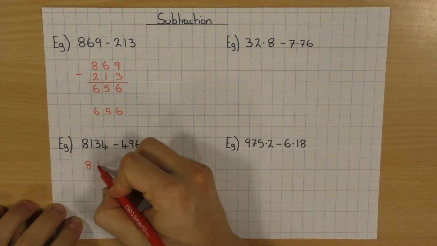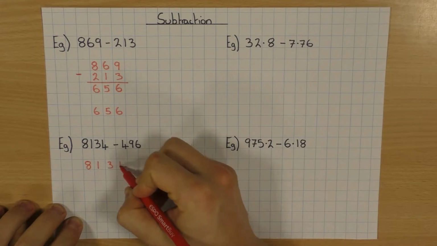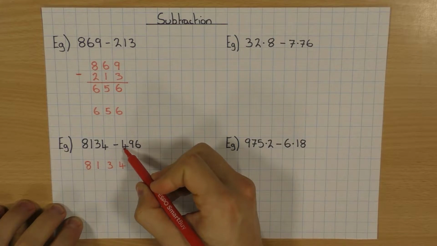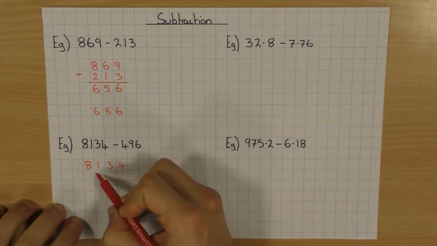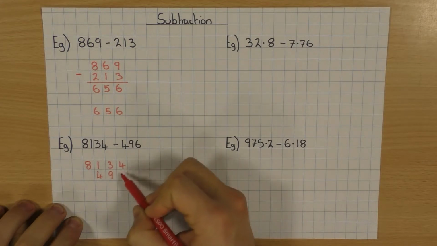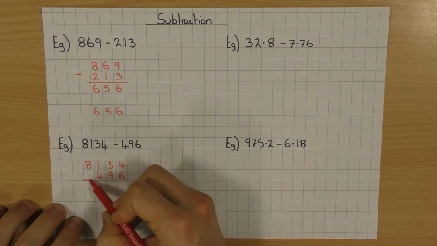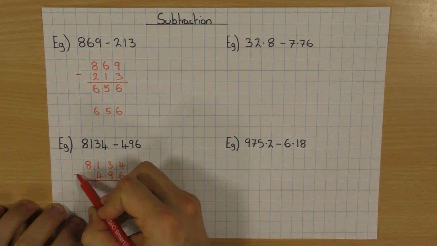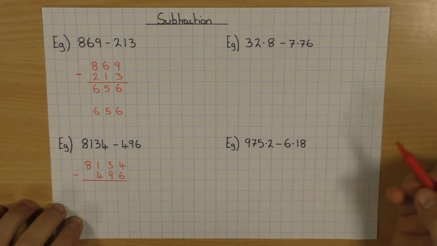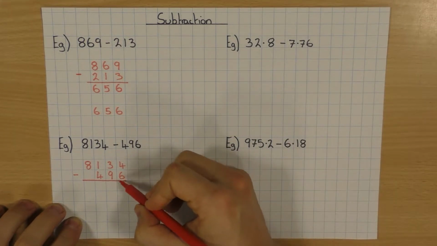No different for this one. Write out the first number. So 8,134. Be careful, make sure we line up the hundreds, the tens and the units. So this is my hundreds column, this is my tens, and this is my units. Draw my line to separate it out. There's my minus to remind me to do a subtraction. And this is where people will go wrong again.